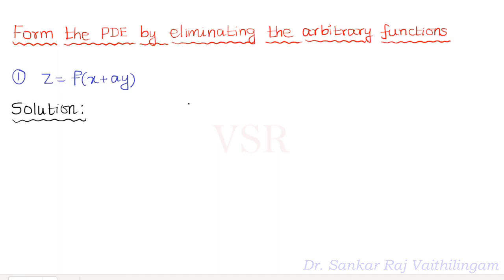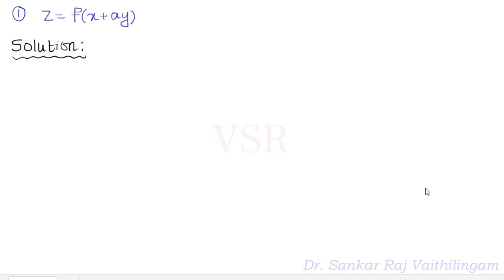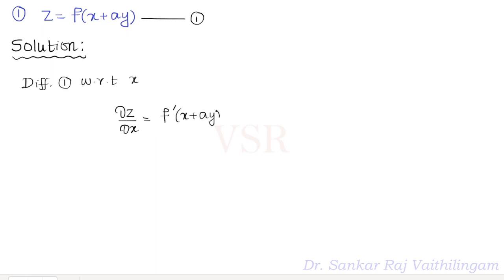Let me call this equation 1. First differentiate 1 with respect to x. Then ∂z/∂x is equal to f dash of x plus ay, into the derivative of x plus ay with respect to x, which is 1. So this is equal to p.